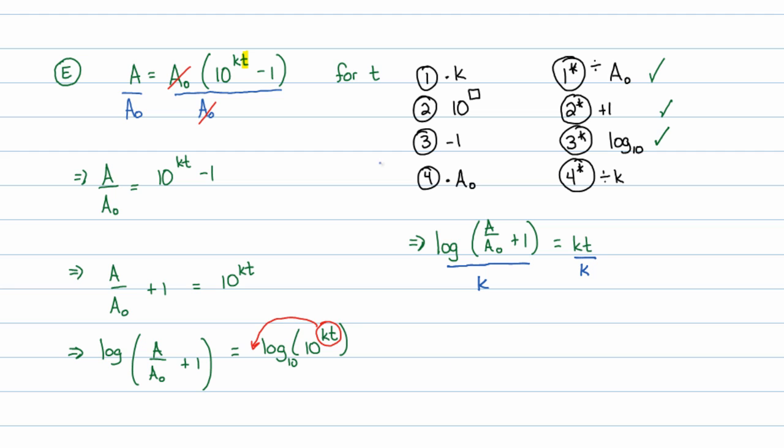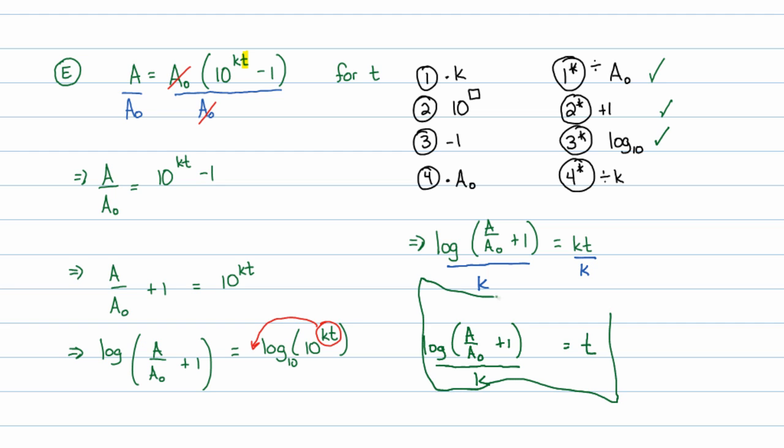On the right hand side, the k's cancel, and I will get t is equal to log of a over a naught plus 1 all over k. And that is your final answer. Whoops, didn't mean to go through my k there. Anyway, yeah, so that's how that problem is done.